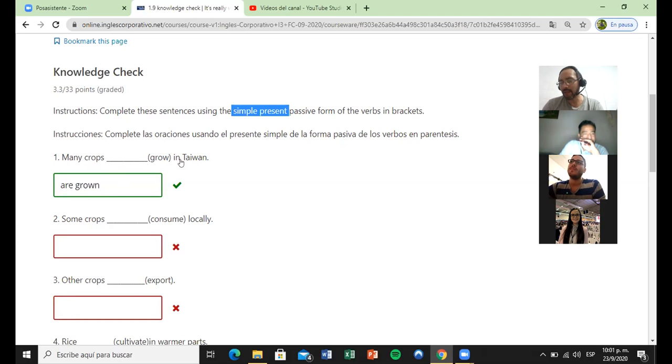And this is the passive. The passive only changes the focus. In the original sentence, Taiwan grows many crops, I focus on Taiwan. But in the passive, I don't care about Taiwan, only that many crops are grown. Yeah. Thank you. You're welcome. Okay. It's time to go, but it's good that you understand. Thank you. You're welcome.